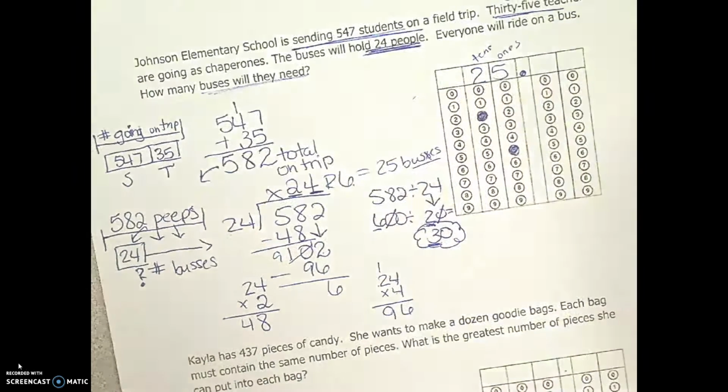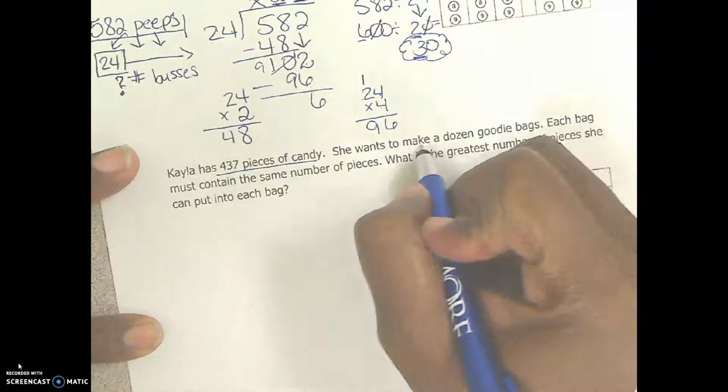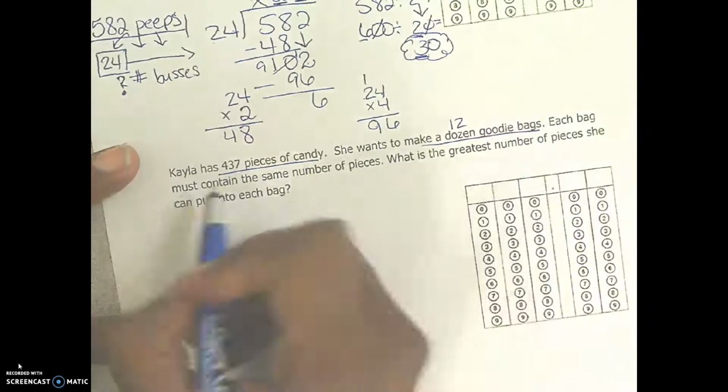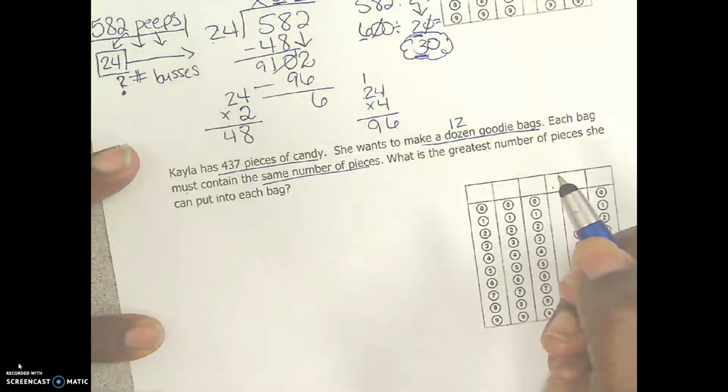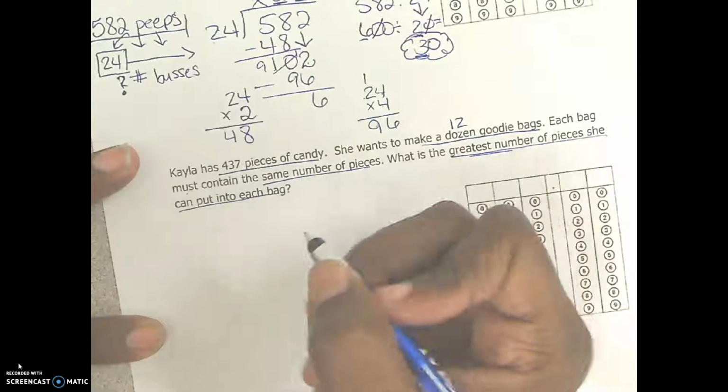Finished with that one. Alright, last question. Kayla has 437 pieces of candy. She wants to make a dozen goodie bags. A dozen, I know, is 12. Each bag must contain the same number of pieces. What's the greatest number of pieces she can put into each bag?